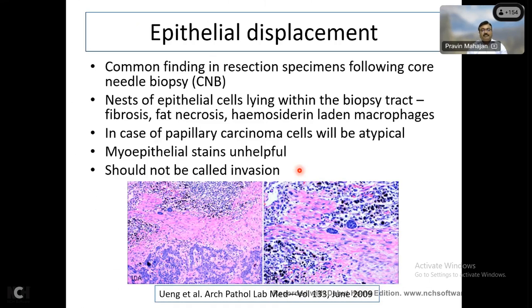When you are dealing with papillary lesions, something you have to be aware of is epithelial displacement, which occurs when you do a biopsy or FNAC in these lesions. The nests of epithelial cells come out through the needle tract, get dislodged, and lodge into the needle tract area. So you see small ductal clusters lodged into the tract of the needle.